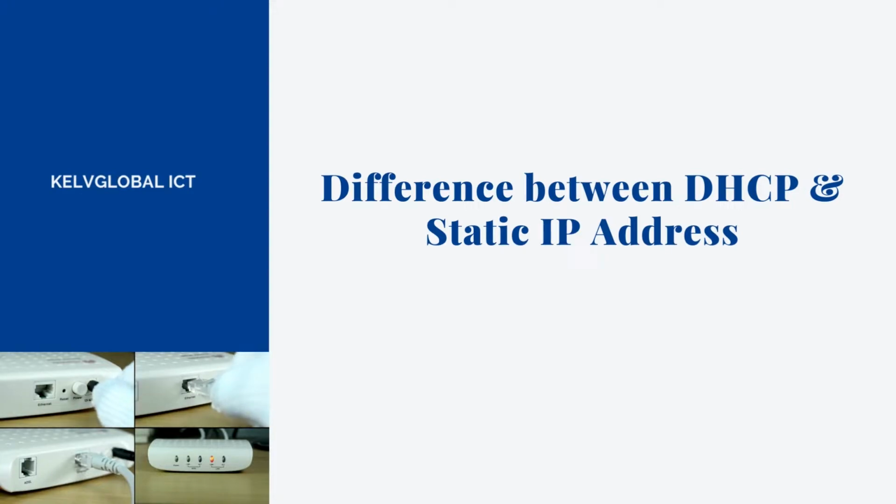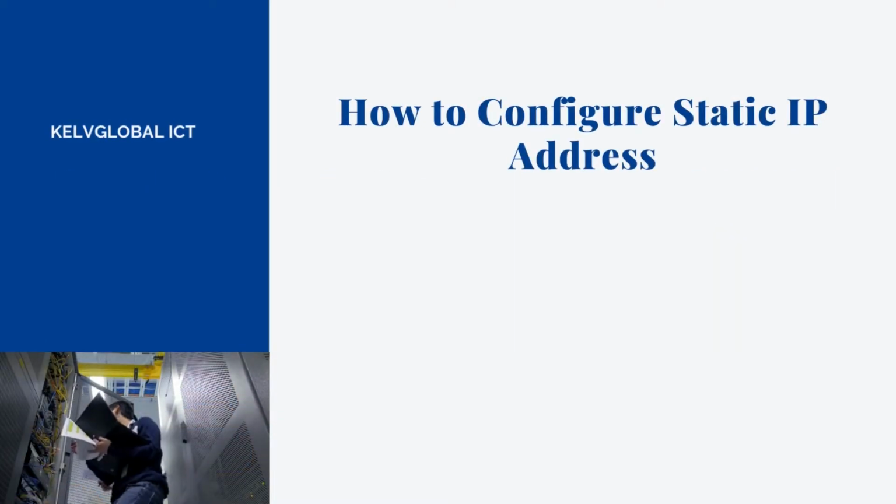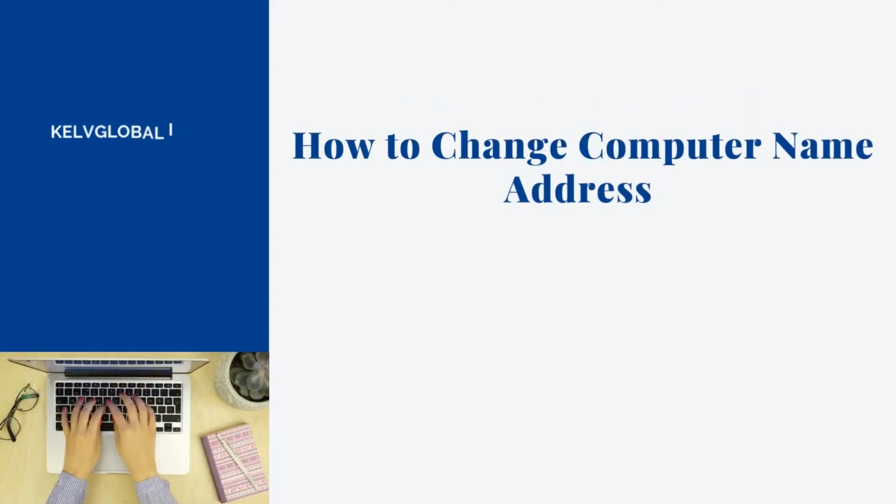Should you actually configure a static IP address on a Windows server, or should you allow your DHCP to allocate IP address to your Windows server? I'll also be showing you how to configure a static IP address on your devices, and we'll also be configuring hostname on our devices.